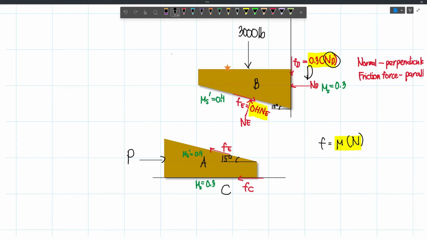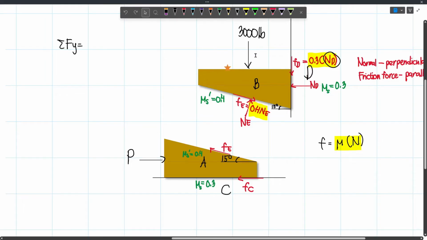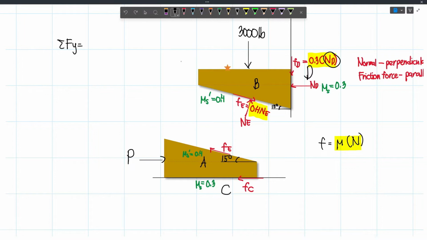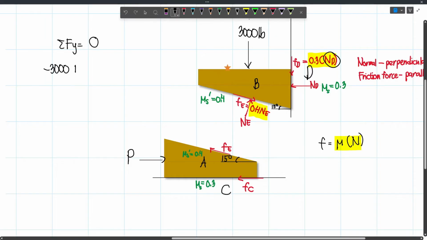Now first, we can sum up forces vertical, considering this free body diagram. And so we have summation of forces vertical equal to 0. And so we have negative 3000 because it's acting downward, and then plus the vertical component of this one. Now this is the tricky part. What angle are we going to use?